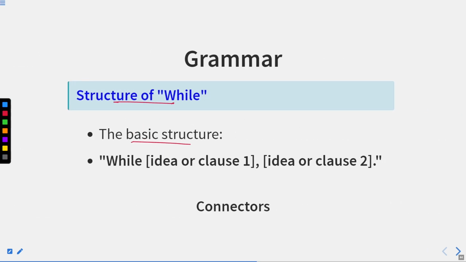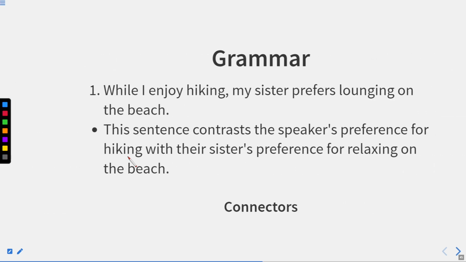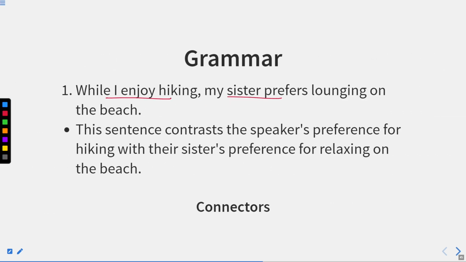Structure of while. The basic structure is while idea or clause 1, after that clause 2 or idea 2. Now here we are just using while in the beginning of the sentence. If while is in the middle of the sentence, that can also happen. That is clause 1, then while and clause 2. While I enjoy hiking, my sister prefers lounging on the beach. The sentence contrasts the speaker's preference for hiking with their sister's preference for relaxing on the beach.